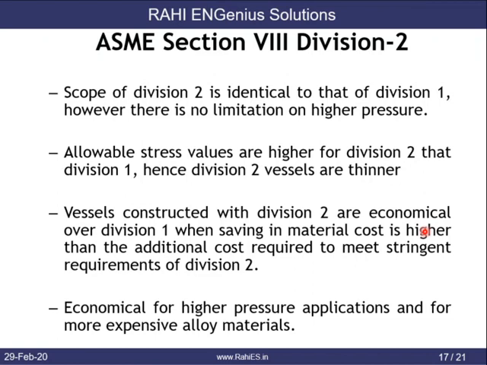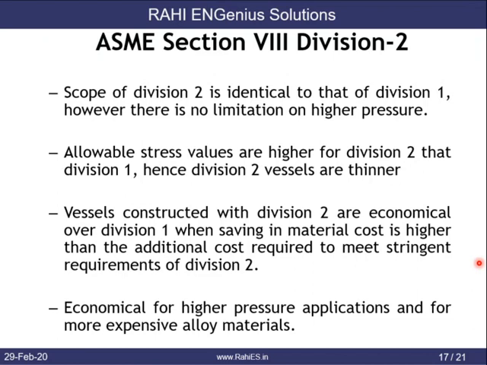Then Section 8 Division 2, which are alternative rules, as the scope is similar to Section 8 Division 1, but there is no limit on higher pressure. The allowable stress values for Division 2 are higher than allowable stress for Division 1, and the vessels constructed with Division 2 are economical over Division 1 when the saving in material cost is higher than the additional costs required to meet the stringent requirements of Division 2.